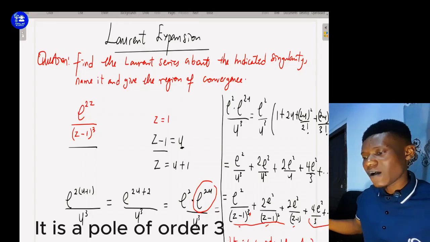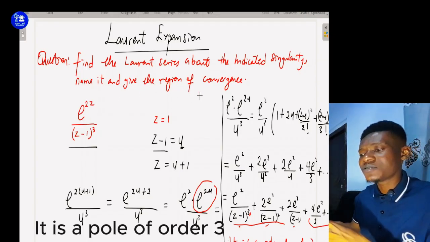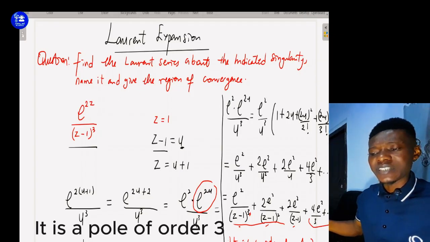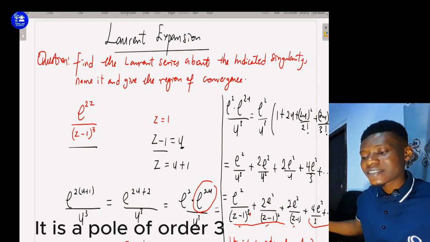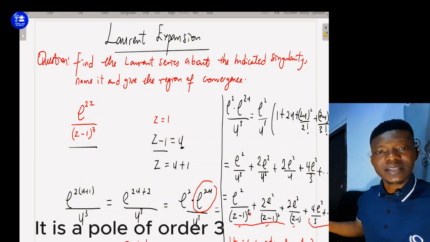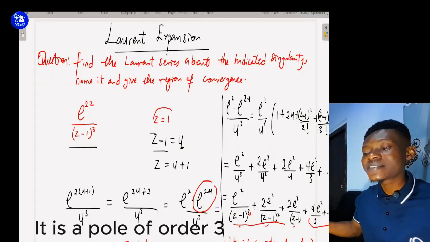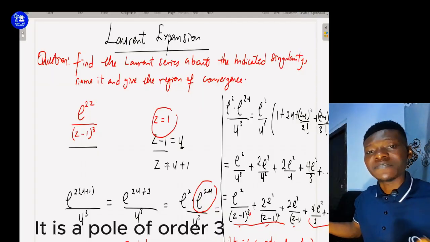And what do you say about the region of convergence? It converges at every region where z is not equal to 1. But at the region where z is equal to 1, it diverges.